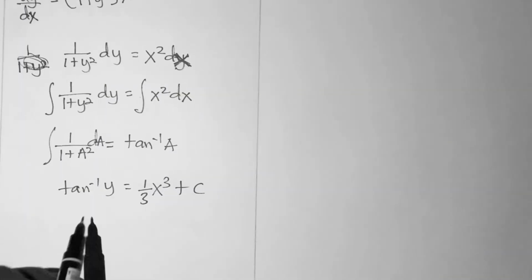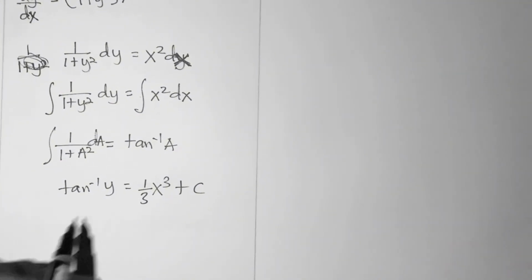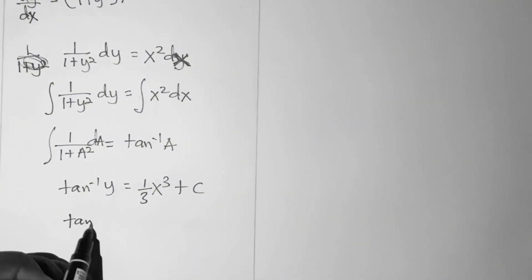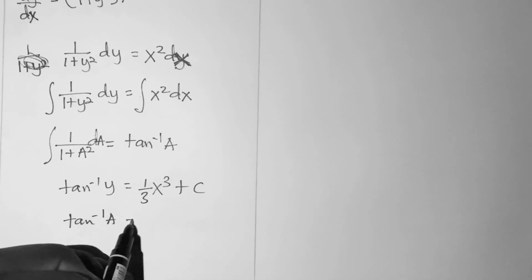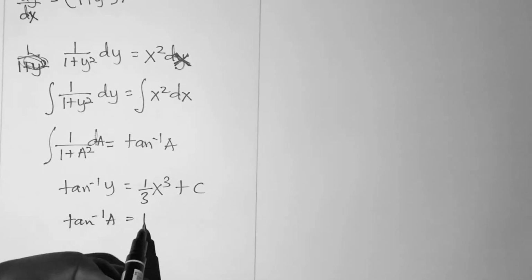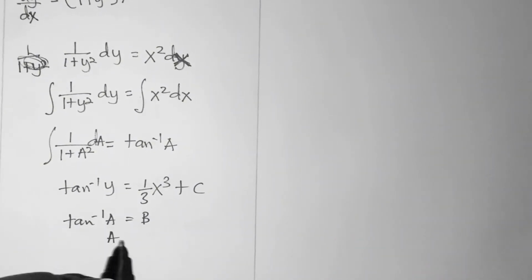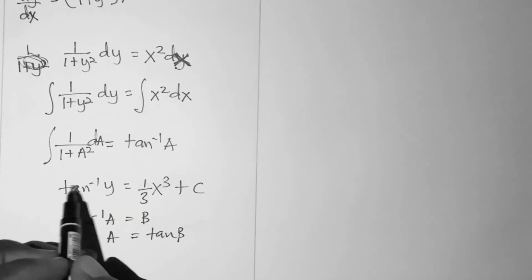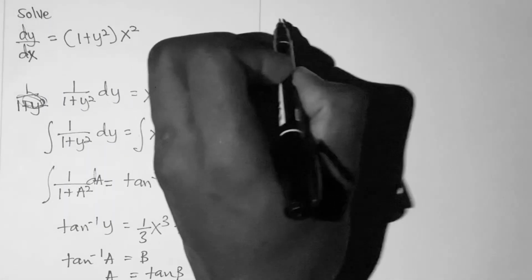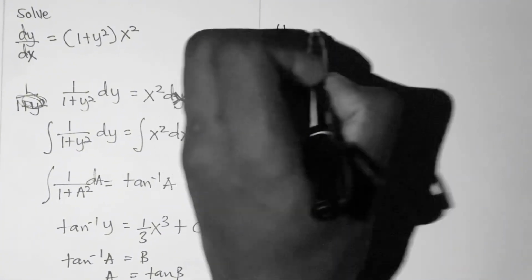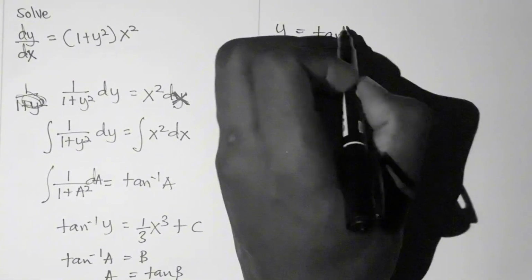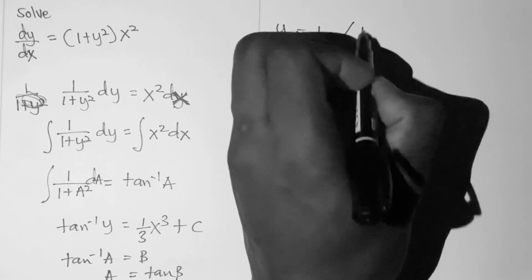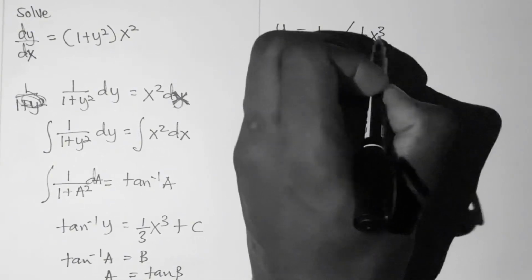Now we can go ahead, and now if you have tan inverse of a equal to b, then it implies that a is equal to tan b. Therefore tan inverse of y becomes y equals tan of (1 over 3 x cubed plus c).